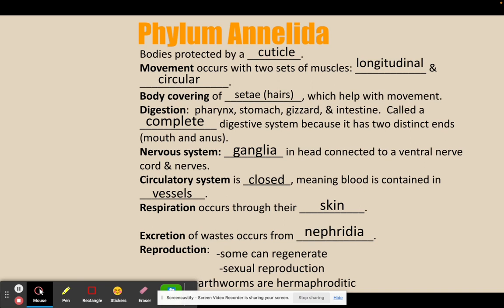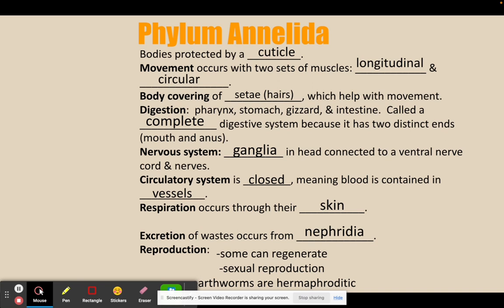They do have a specialized pharynx. It's not going to be something that they're going to excrete out of their bodies. The pharynx is actually located inside of the earthworm, as well as a stomach and a gizzard, which is very similar to a bird's gizzard that is in charge of grinding up all of the dirt and minerals that they eat as they work their way through the soil. And finally, they have an intestine where things are digested. So you can see out of the three phyla of worms, the annelids are the most complex. They have that complete digestive system.